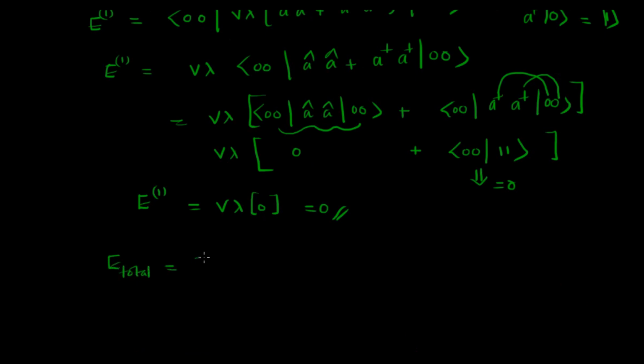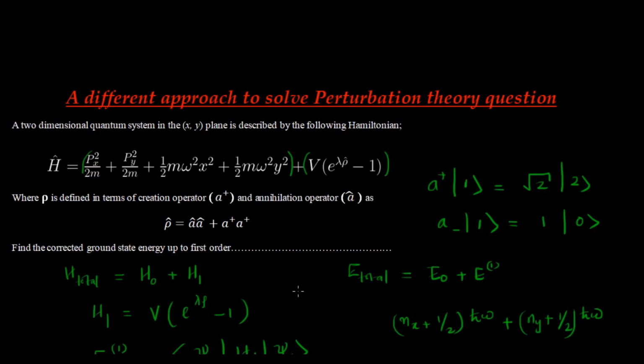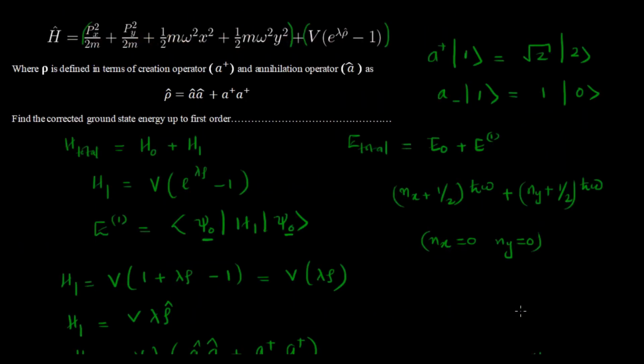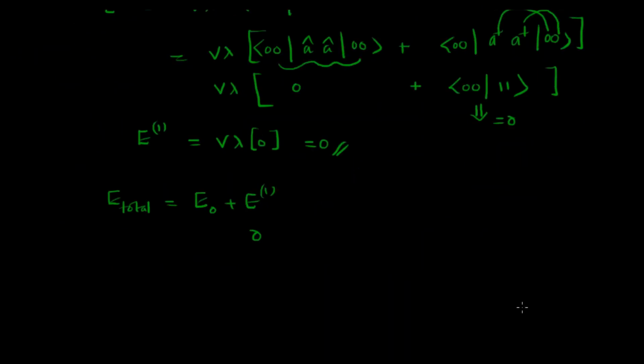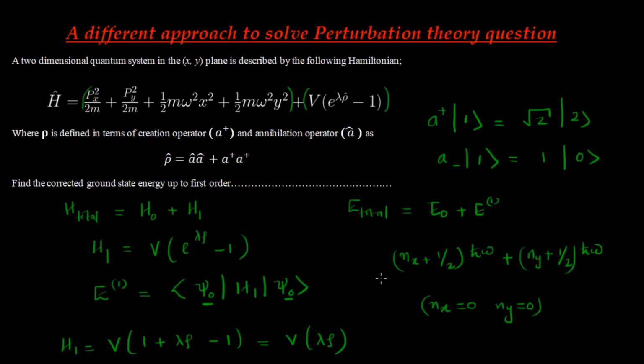The total energy is E naught plus E1, where E1 we got as 0. For this two-dimensional harmonic oscillator with nx equal to 0 and ny equal to 0, E0 is half h bar omega for the oscillator in the x-axis plus half h bar omega for the oscillator in the y-axis. So we get h bar omega, and the ground state energy corrected up to first order is h bar omega. This is the answer for this question.